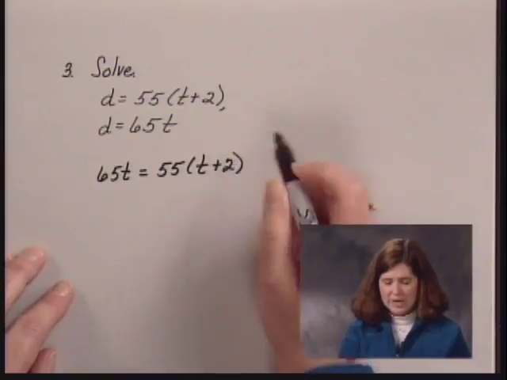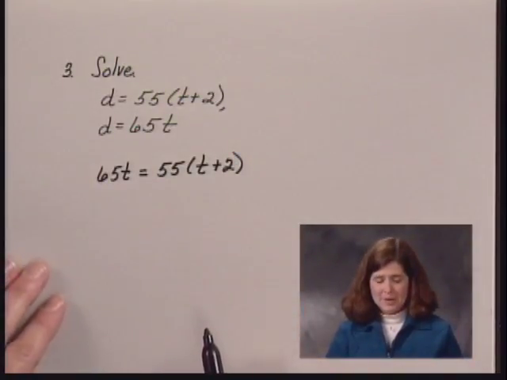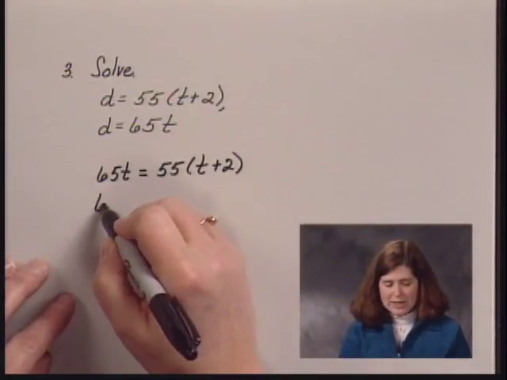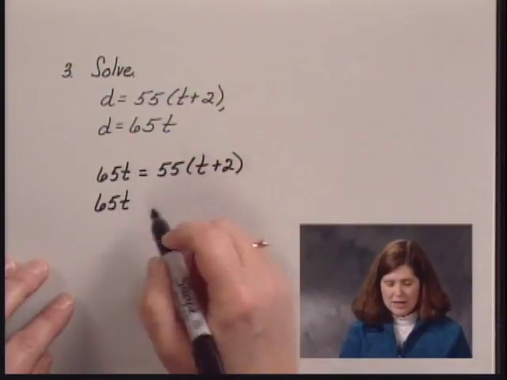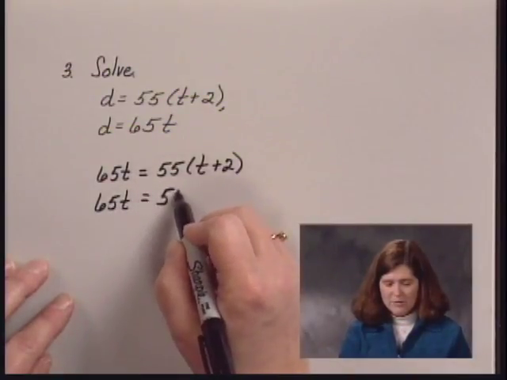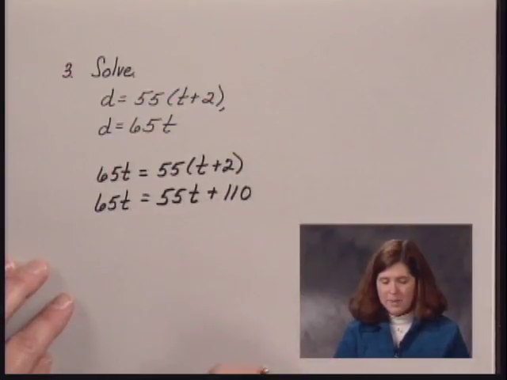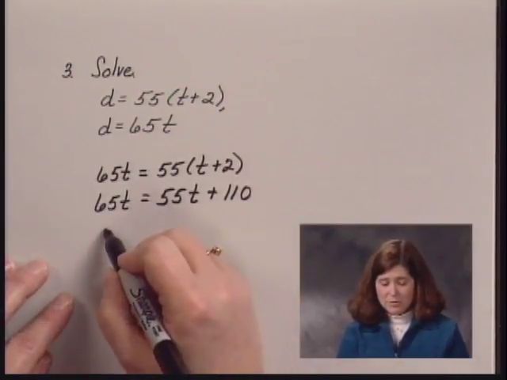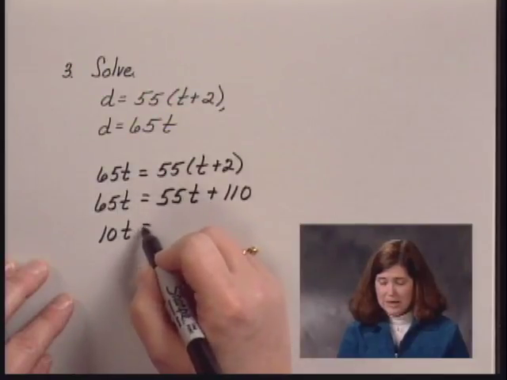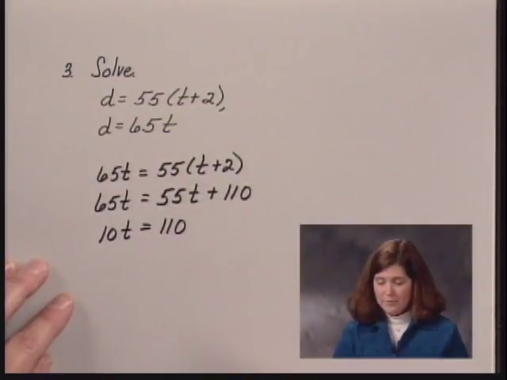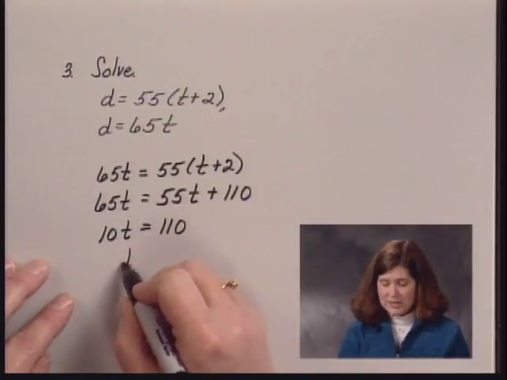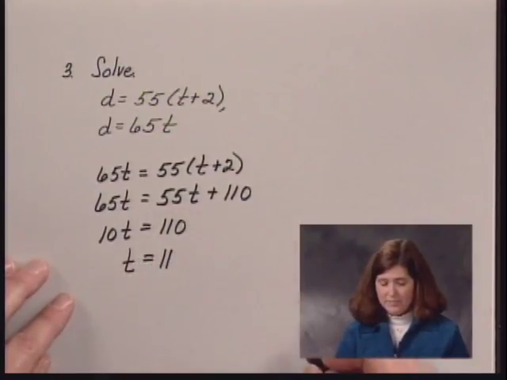This is another way of saying the distances are the same. I can solve for t now. I have 65t equals 55t plus 110. Subtracting 55t from both sides, I have 10t equals 110. Dividing both sides by 10, I have t equals 11.